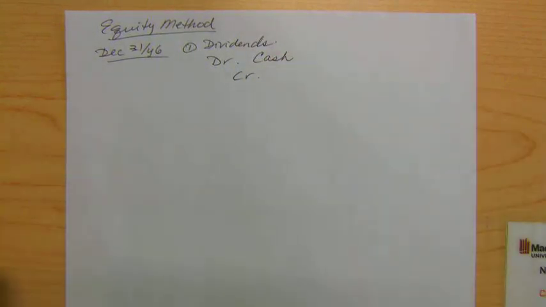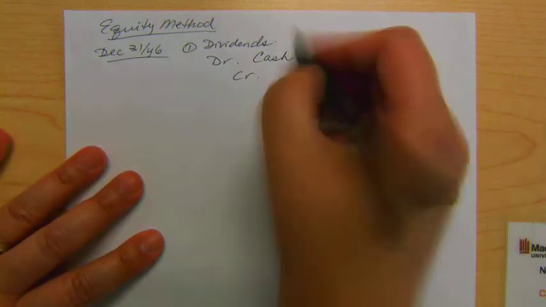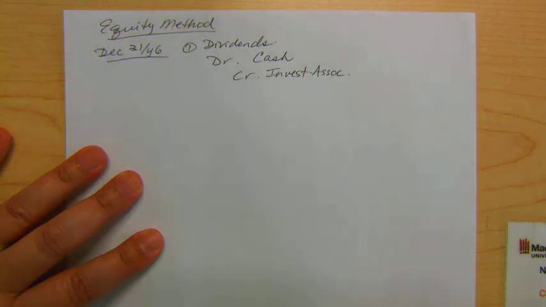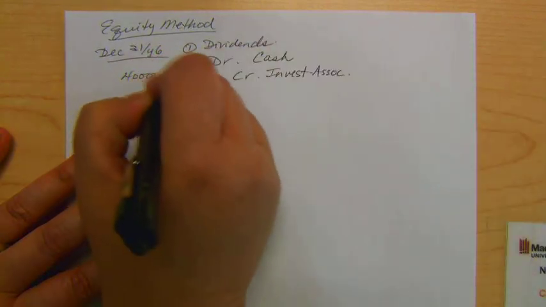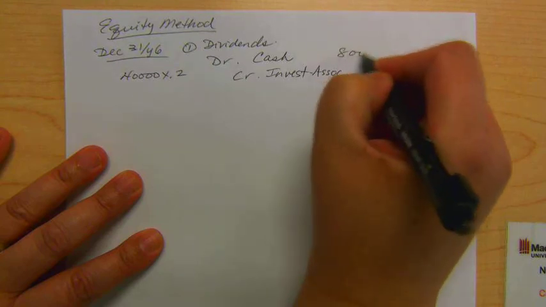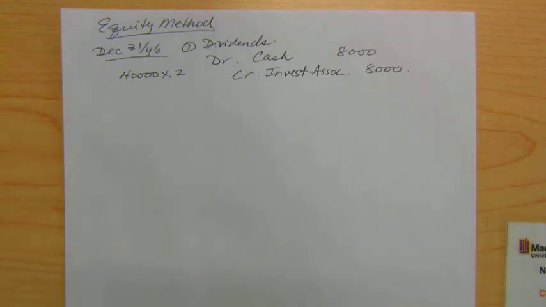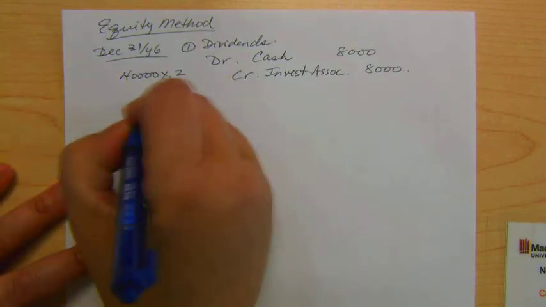Now, if it was fair value, we'd put some kind of income account. However, we have influence over this company, so its performance affects our investment. So, we are going to reduce our investment in associate. And it was 40,000 times 0.2, so it's 8,000. Does that make sense? Excellent. So then the next thing is net income.